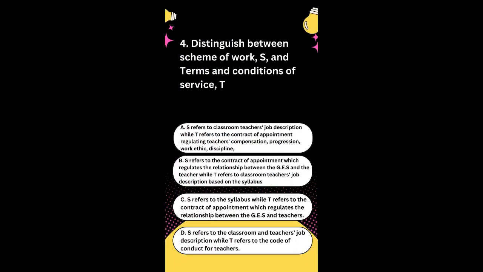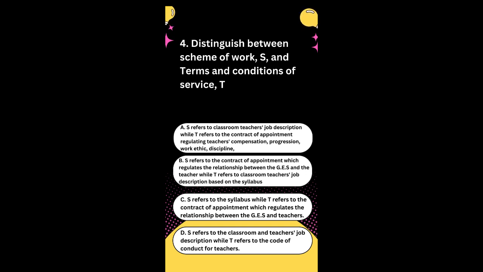4. Distinguish between scheme of work, S, and terms and conditions of service, T. A. S refers to classroom teacher's job description while T refers to the contract of appointment regulating teachers' compensation, progression, work ethic, and discipline. B. S refers to the contract of appointment which regulates the relationship between the GES and the teacher while T refers to classroom teacher's job description based on the syllabus.